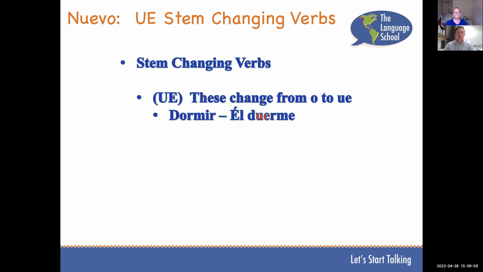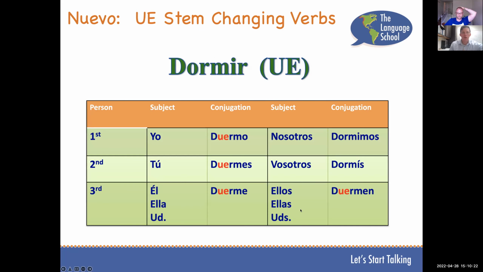Muy bien. Okay. As promised, some more irregular verbs for you. Today, we have stem changing verbs. Typically, it's an O that changes to a UE, like dormir, which means to sleep. So if I wanted to say he sleeps, I would say él duerme. Okay. So here you have dormir.